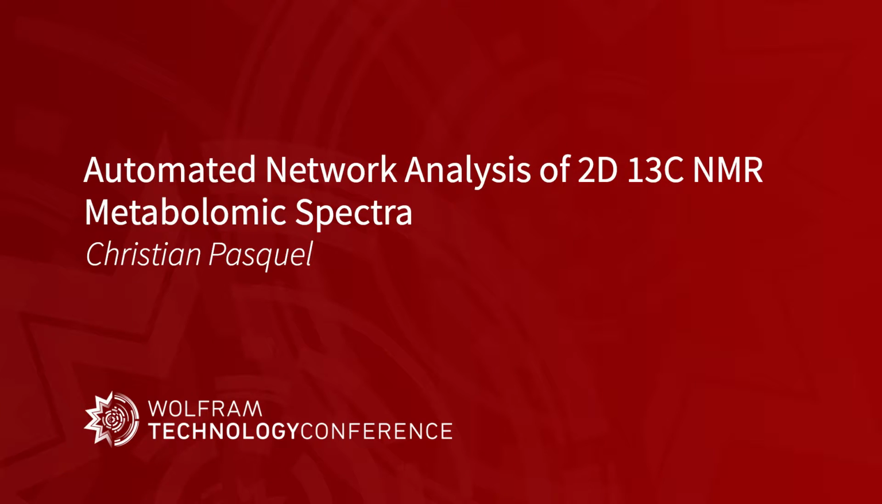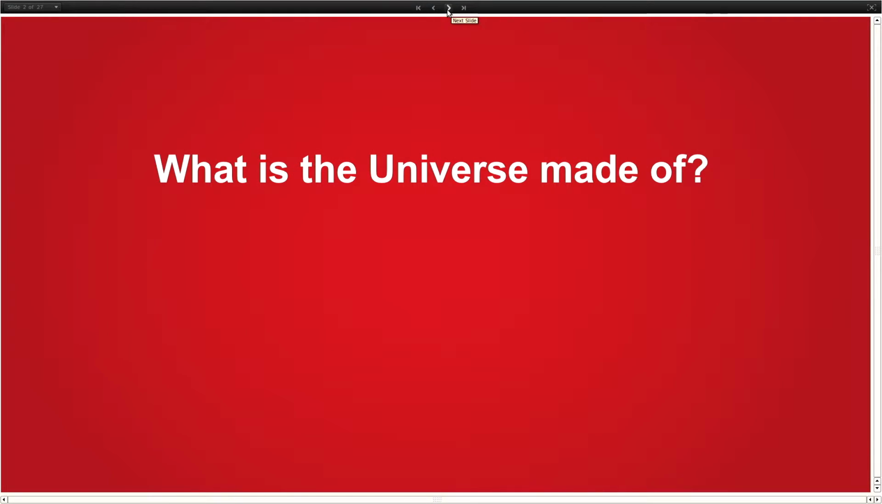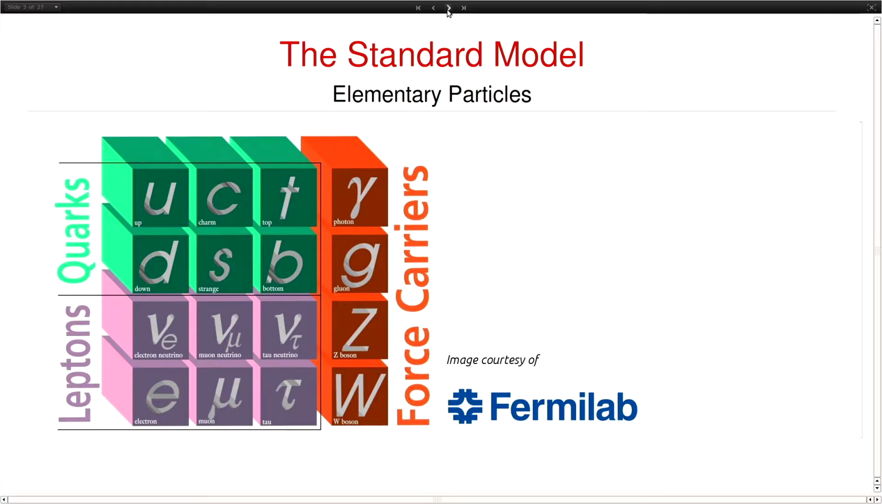So let's start with a very, very basic question. What is the universe made of? We know that the universe is made of atoms, but these atoms are at the same time based on what we call the elementary particles. The model that we assume is the one that works, and the official one we use, is called the standard model.